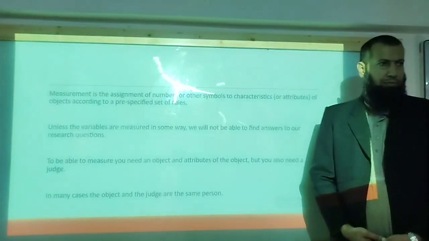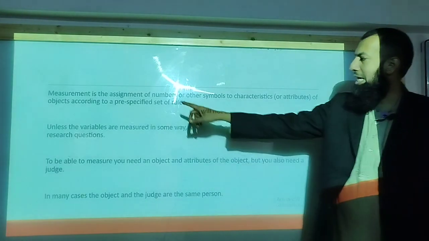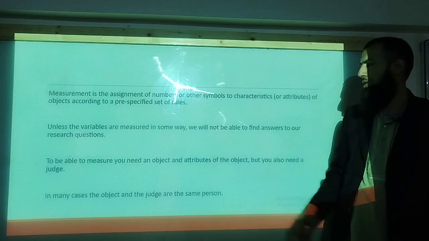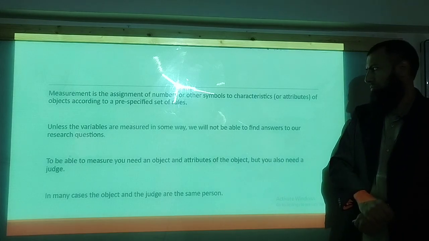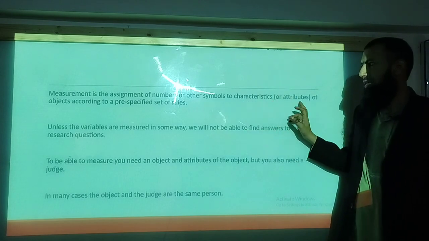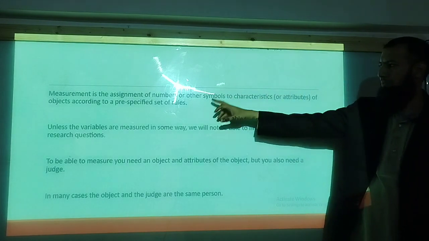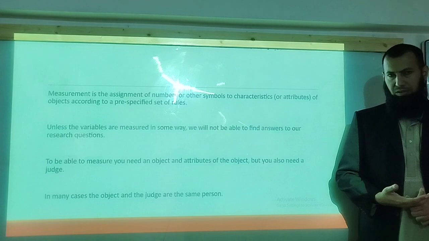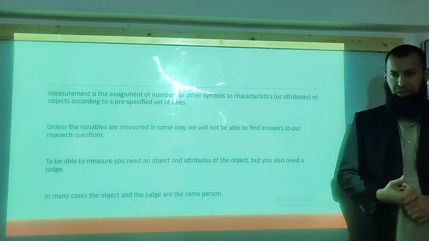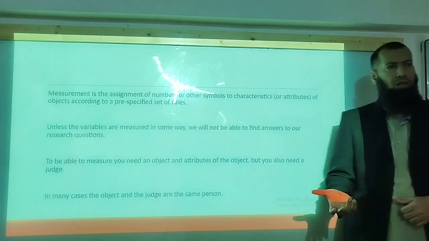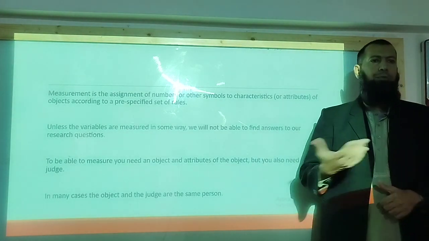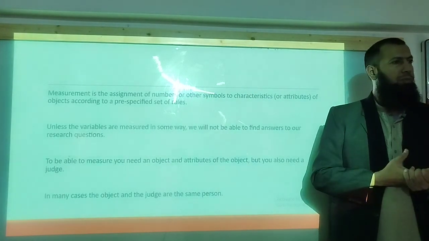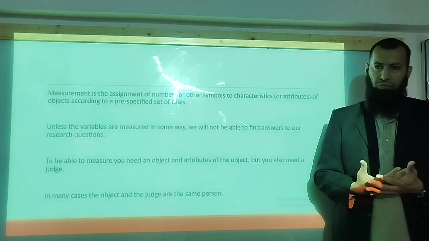So what is measurement? Measurement is the assignment of numbers or other symbols to characteristics or attributes of objects according to a pre-specified set of rules. So when we talk about the characteristics of objects, they are basically variables. Variables are the characteristics of any object. Like I already mentioned before, what are variables? Variables are characteristics, attributes.